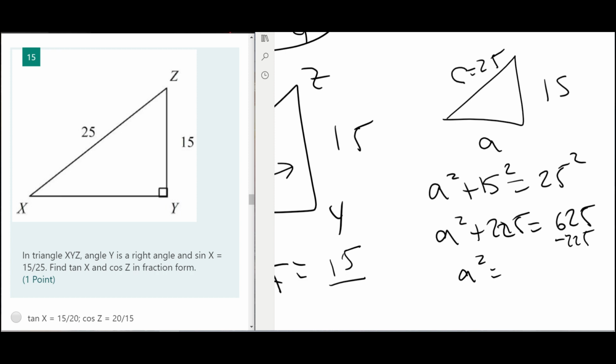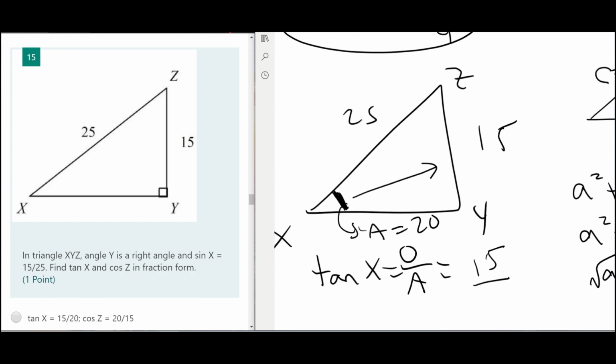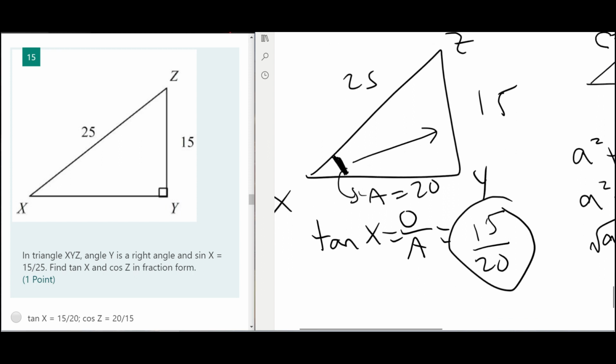Minus 225 on both sides, and that'll give us 400. And then a is 20. I think we already did this one. So the square root of 400 is 20. Okay, so we know that this adjacent side is 20. So it's opposite over adjacent, 15 over 20. Okay, so we got our tangent of x.